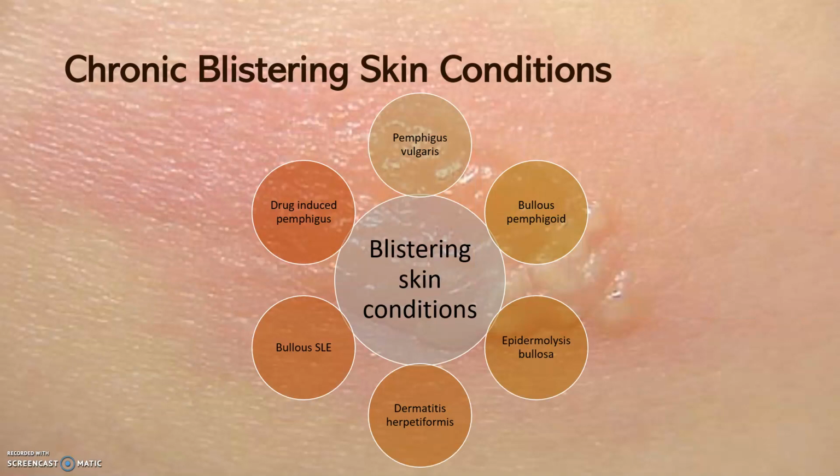So those were the acute blistering skin conditions. I put this slide up just to remind you that there are chronic blistering skin conditions that you may see in the emergency department as well, such as pemphigus vulgaris, bullous pemphigoid, epidermolysis bullosa, dermatitis herpetiformis, which is different from eczema herpeticum, bullous SLE, or drug-induced pemphigus. I will see if I can find an article online to share with you about the chronic blistering skin conditions.